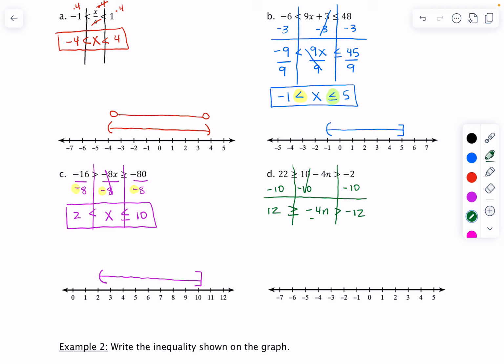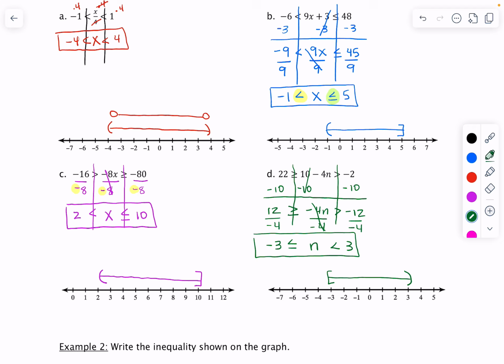And now again, because I'm dividing by a negative to everything, I've got to flip these signs. So this becomes a less than or equal to, and this becomes a less than. The 4's cancel out. I'm just left with n in the middle, using a fun new letter here instead of x. That's okay. -12 divided by -4 gives me 3, and 12 divided by -4 gives me -3. Put that bracket on -3 on the left, parentheses on 3 on the right, and connect the two in the middle.